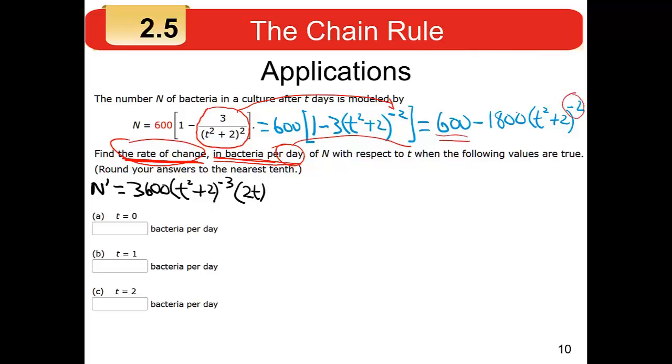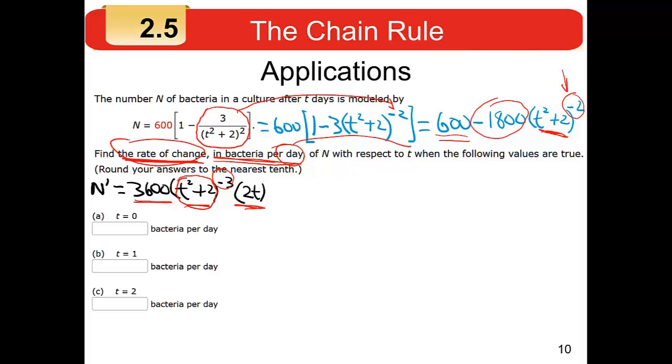So now, to get the rest of it, I have to use the general power rule, and it says take the exponent and multiply it by the coefficient. Well, that's a negative 1800 and a negative 2. When you multiply those together, you get 3600. Then you write the base down, which is t squared plus 2, but you decrease the power by 1. So that minus 2 goes down by 1 and becomes a minus 3. And you're not done yet. The general power rule says then you have to take the derivative of the inside, the u function, what we call u sometimes. That's the t squared plus 2, and the derivative of t squared plus 2 is 2t. And you found the derivative.